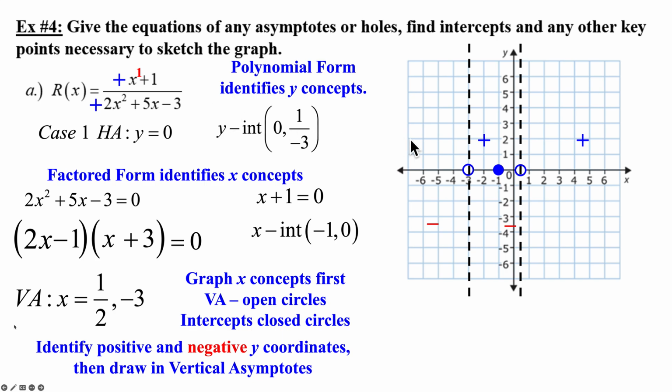Okay, once that's done, we're going to put in all of our y concepts. So we're going to put in our horizontal asymptote at 0 and my y-intercept at 0, negative 1/3, right there. And that's a good thing. That point right there between my vertical asymptote and that x-intercept said we have to have negative y's. So perfect, it's in the right spot.